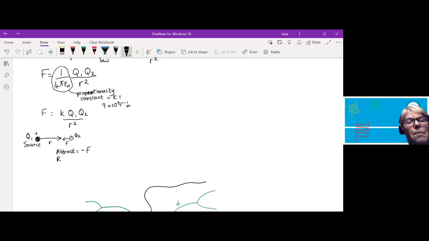Whereas if it was a positive charge, it would repel, then that force would be in the same direction. Let's put a little positive here, Q2. And then the force would be in the same direction as R. So that's why it would be positive. So if it's attractive, it will be negative, and if it's repulsive, it will be positive.